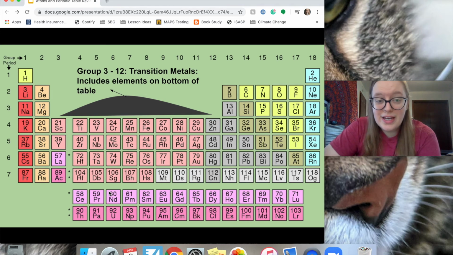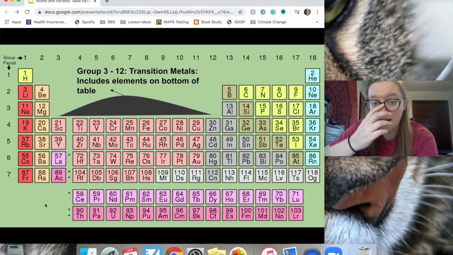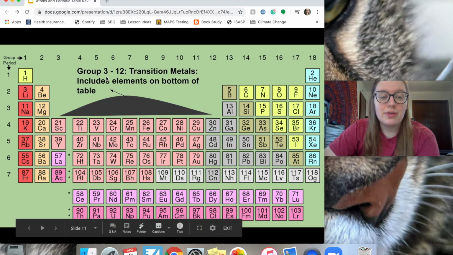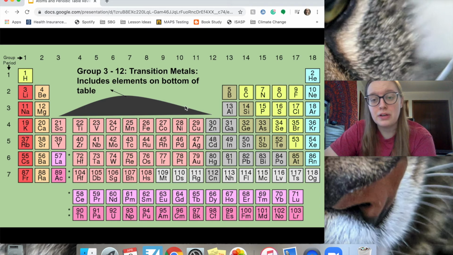Our group 3 through 12, these are our transition metals, and we're also going to include the elements down here at the bottom of the periodic table in our transition metals. So this runs from group 3 to 12, so from here all the way over to here. And that's why I put that little hilly looking thing, so that way you can see where it falls.